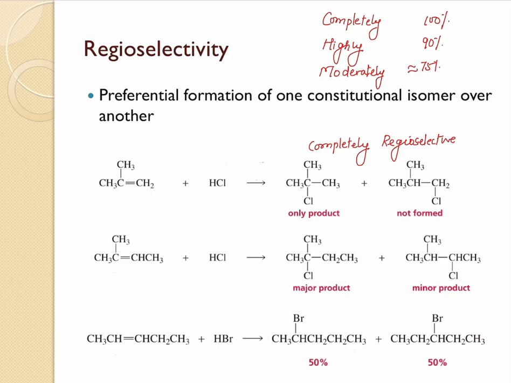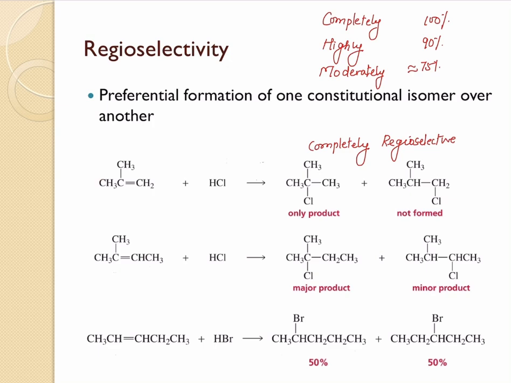And as you can see from here, these two products are constitutional isomers, wherein they have exactly the same number of carbons, hydrogens, and halogen, chlorine, but they have different connections. The atoms are connected in different ways. Right? So this is a completely regioselective reaction.